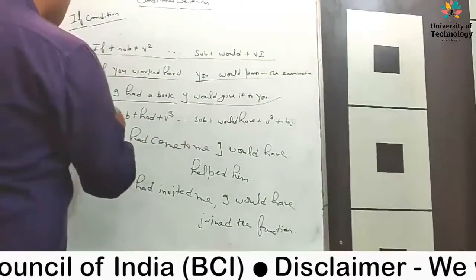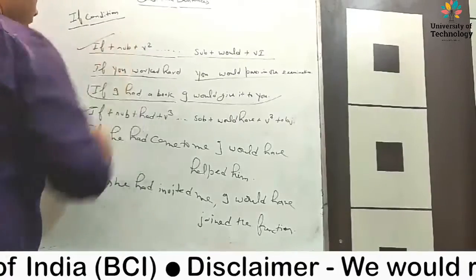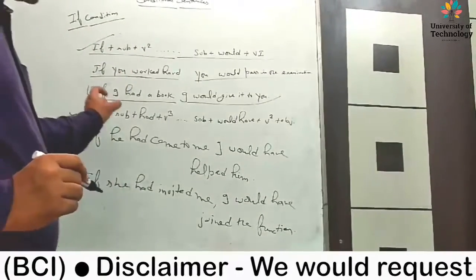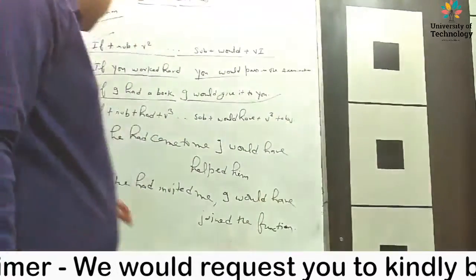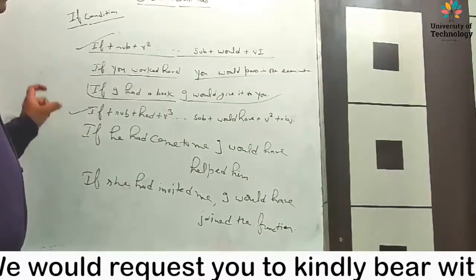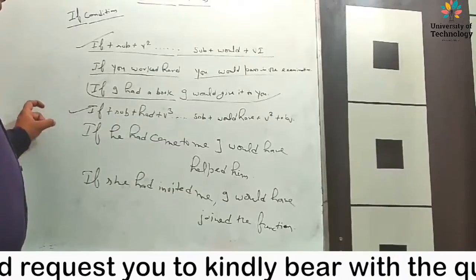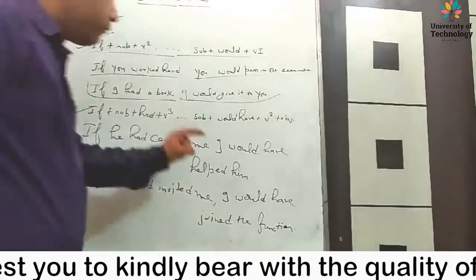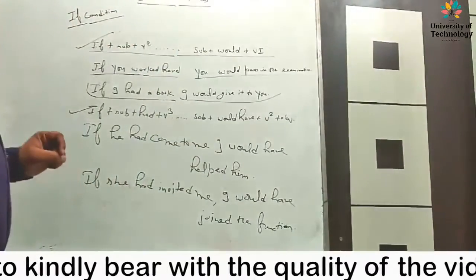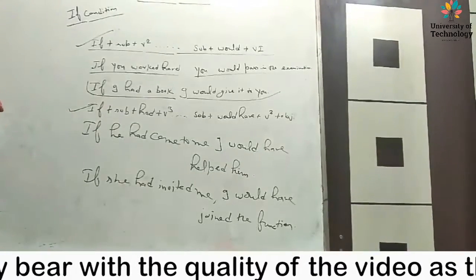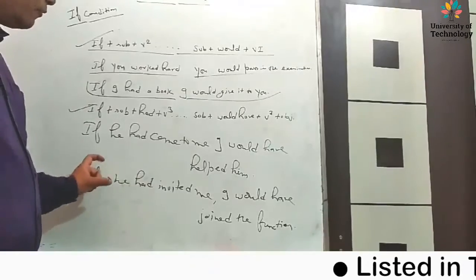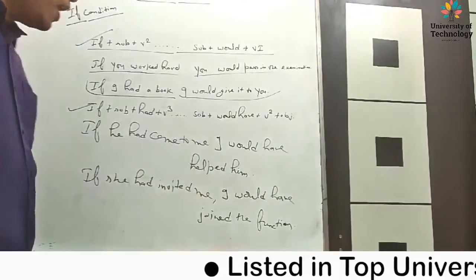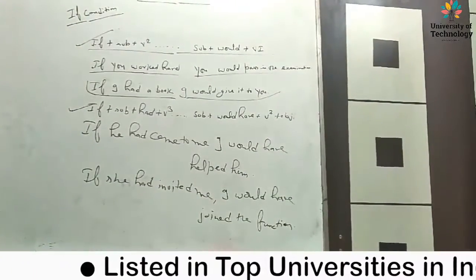Next condition, this one. If plus subject plus had plus verb third form, subject plus would have plus V3 plus object. यदि वो मेरे पास आता तो मैं उसकी मदद करता. If he had come to me, I would have helped him. यदि वो मुझे बुलाती तो मैं function join करता. If she had invited me, I would have joined the function.